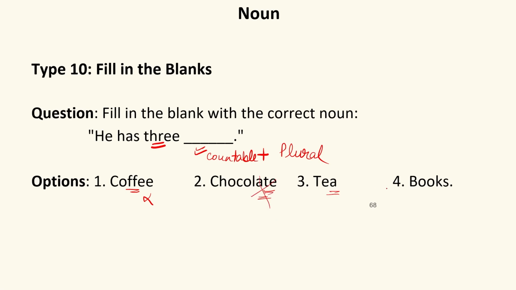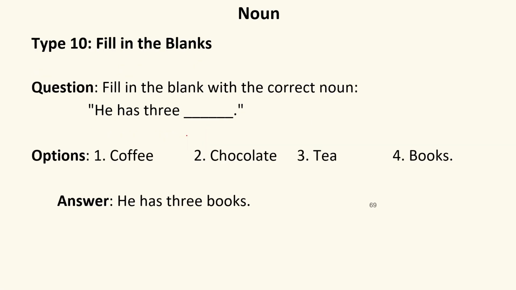Tea is again uncountable. Now we have books. Yes, these are countable as well as plural. That is why this word is absolutely correct to be filled in this blank. So books is the correct answer. So he has 3 books.